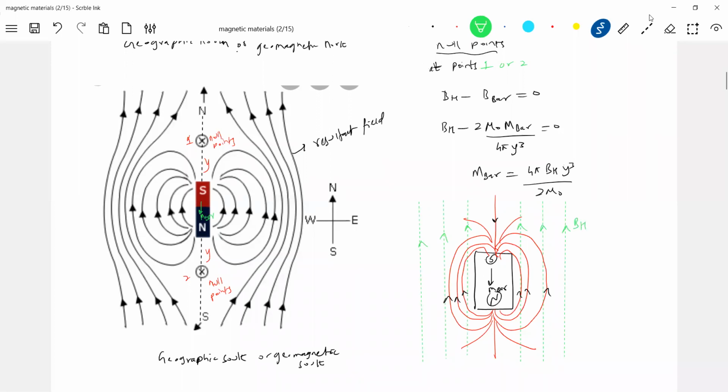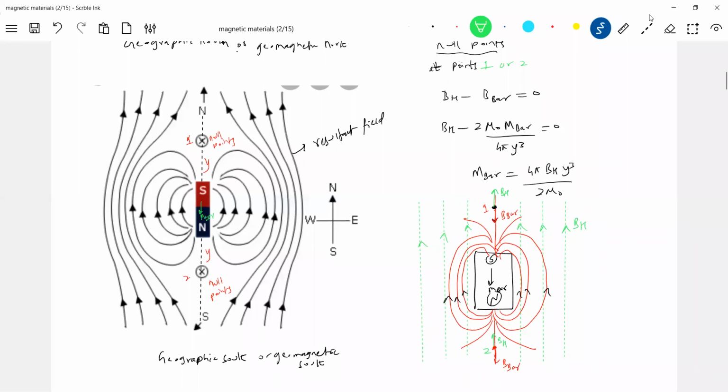Okay, fine. So these are the null points. The null points will come at this particular place. Here you just show like this. This will be BH, and this will be due to the bar magnet. Similarly, we'll get one null point here also. Here it will be B bar, and this will be BH. This is point 2.